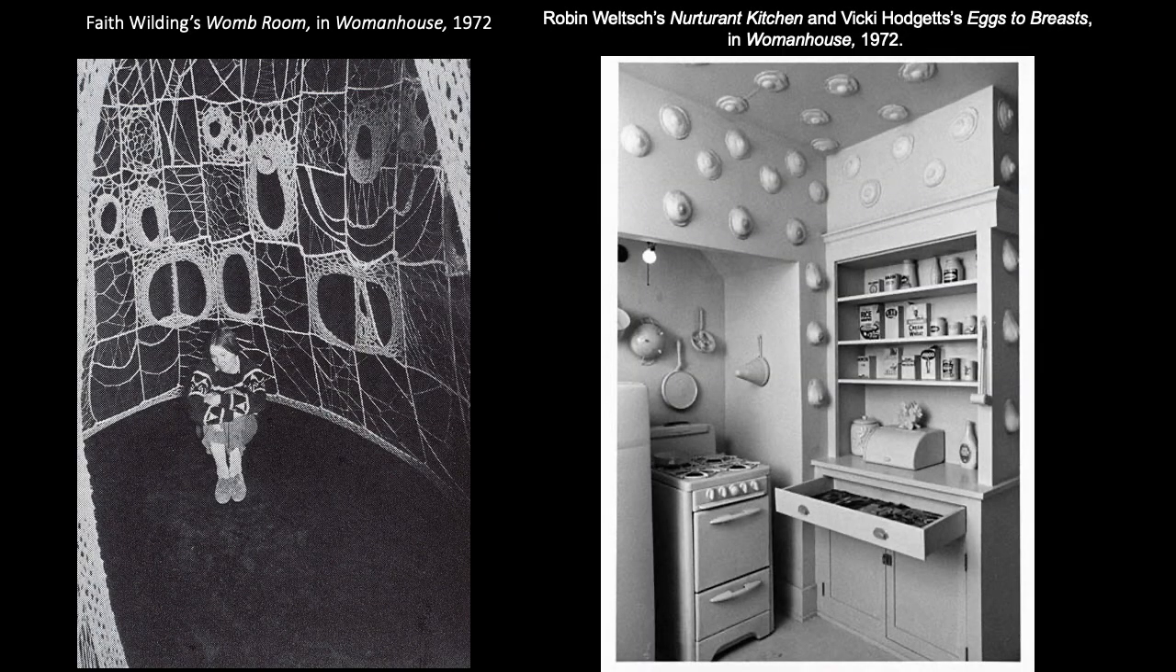Visitors to Womanhouse encountered a variety of installations and performances. They would have seen Faith Wilding's Womb Room, which consisted of crocheted webs that draped the room from floor to ceiling. And they would have stopped in the bright pink installation Nurturant Kitchen, created by Vicky Hodgetts, Robin Welch, and Susan Fraser, which featured fake fried eggs that hang from the ceiling and the wall. And as we move from the ceiling down the wall toward the floor, the eggs morph into breasts.